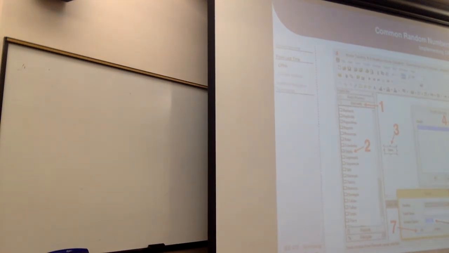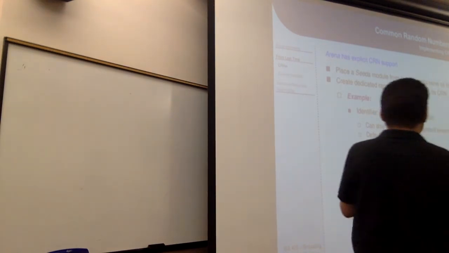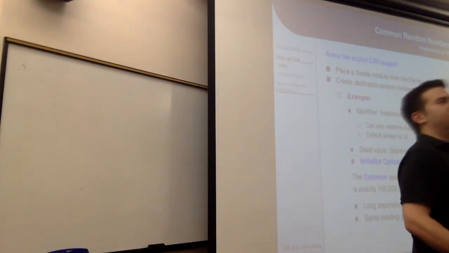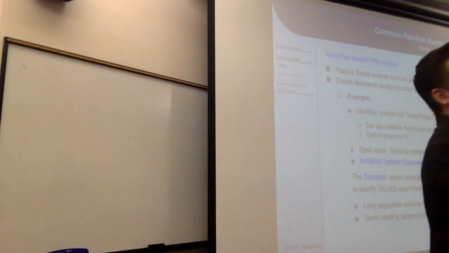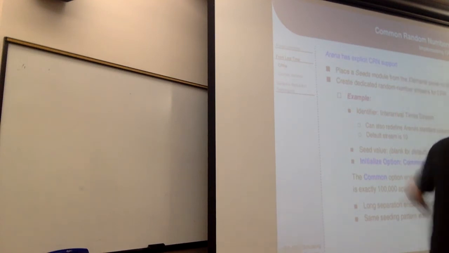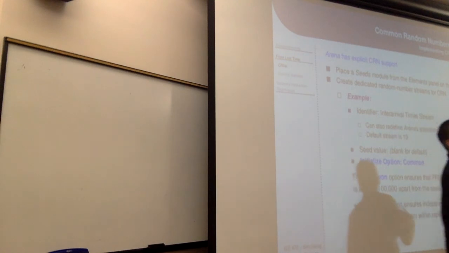And what common does, as summarized down here, is that every replication will start with a seed that is 100,000 more than the previous replication. That guarantees that if you run multiple models, they're always going to have consistent seeds: replication 1 will have a certain seed, replication 2 will have another seed, and so on. So you can open up ARENA as many times as you want with as many models as you want, as long as you've initialized the stream to common, you then get paired replicates that you can run a paired t-test on in the output analyzer.